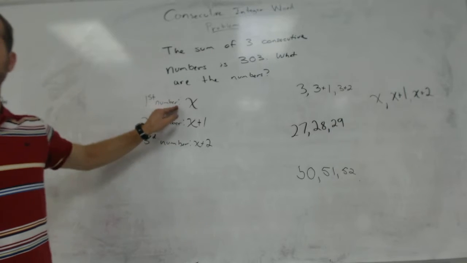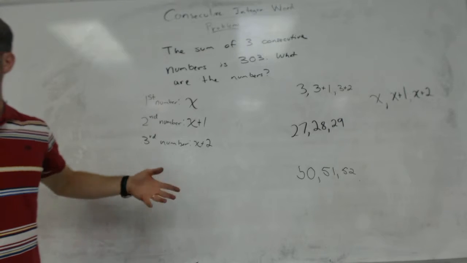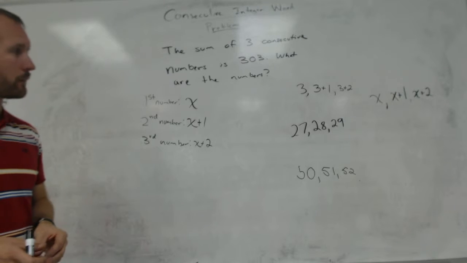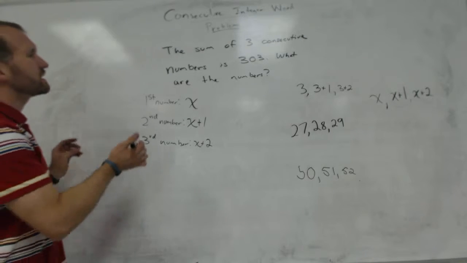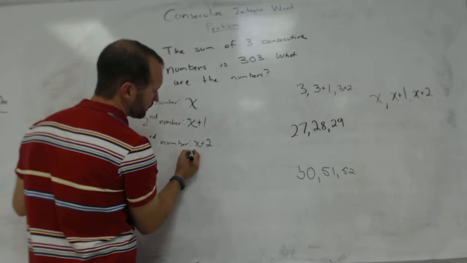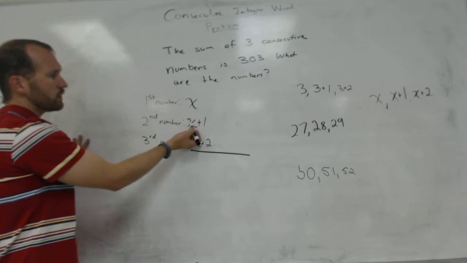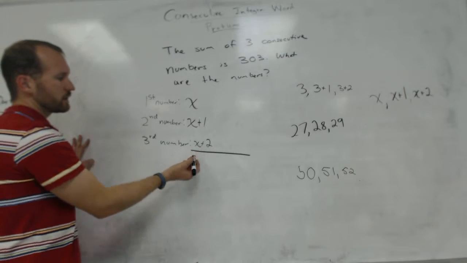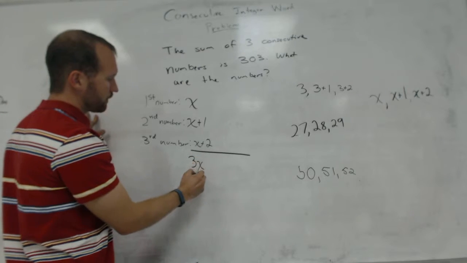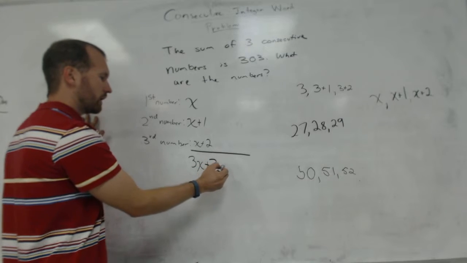Once you've figured this out, this way of writing these 3 numbers, the rest of this problem actually becomes pretty easy. Okay? The sum is 303. So watch what I'm going to do. The sum is going to be x plus x plus x, which makes what? 3x. 1 plus 2, which makes 3.